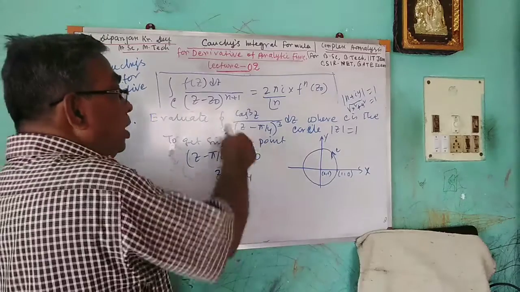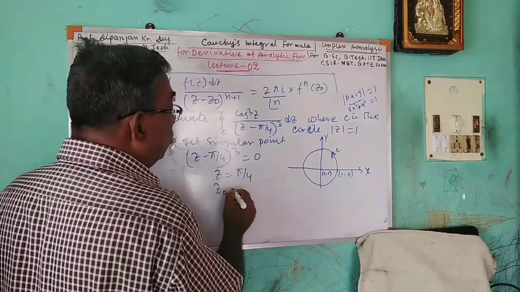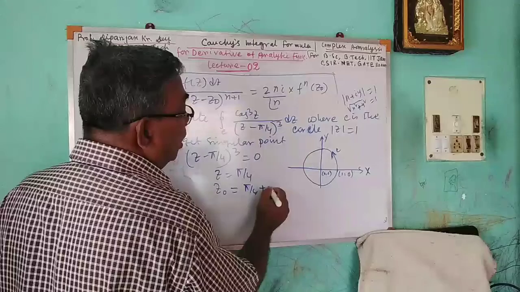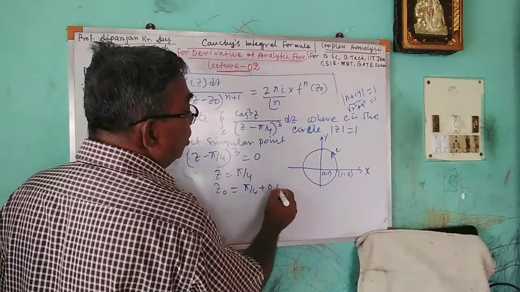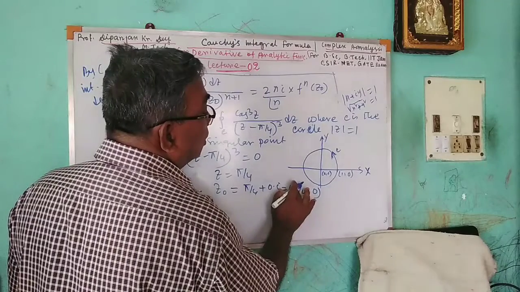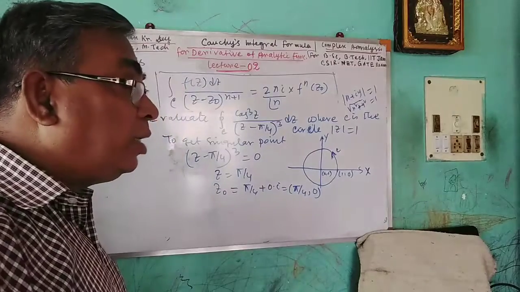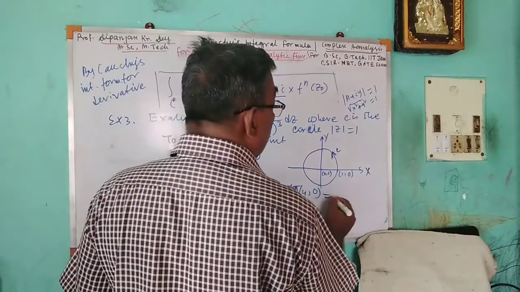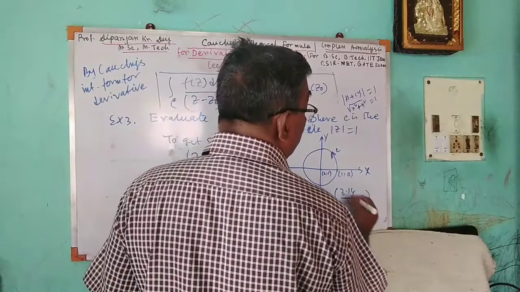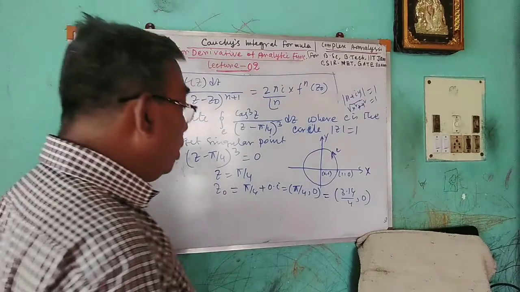Okay. z equal to pi by 4. This whole thing is not defined. So this is the singular point. As the singular point, we are denoting z0. So z0 is pi by 4. So this can be written as pi by 4 plus 0 into i, that is pi by 4, comma 0. What is pi? 3.14. So 3.14 by 4, comma 0. That is less than 1. Okay. So less than 1.